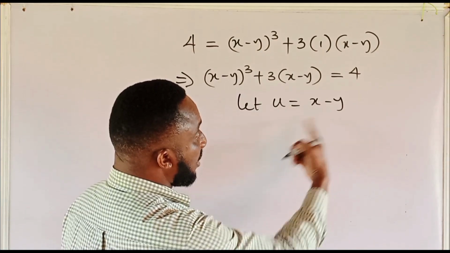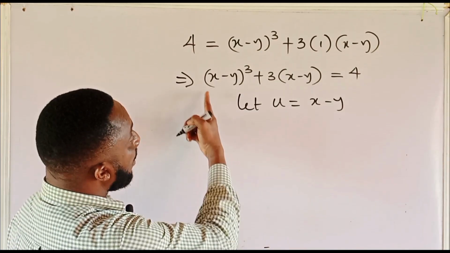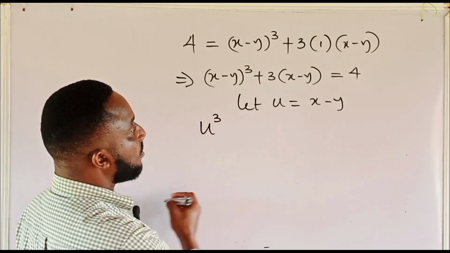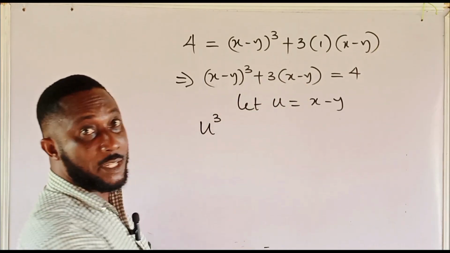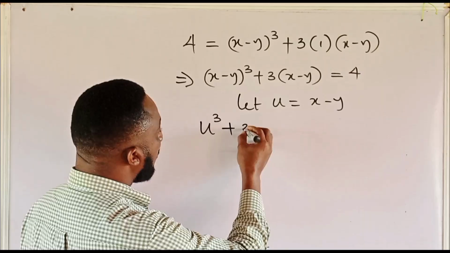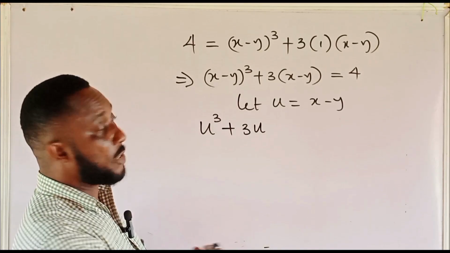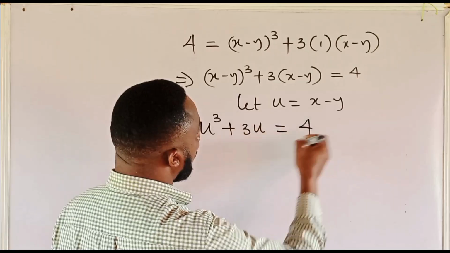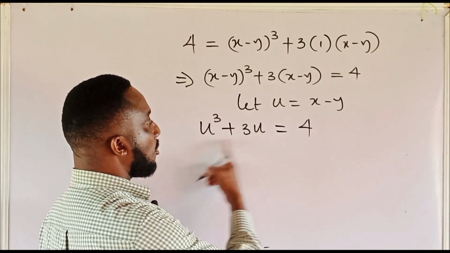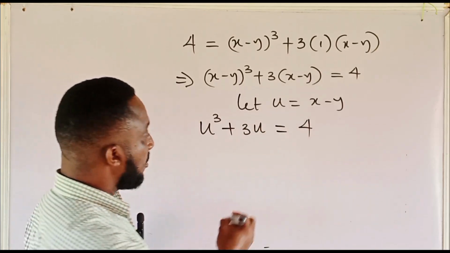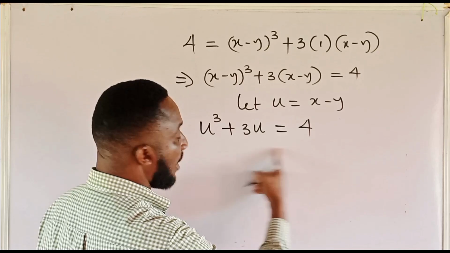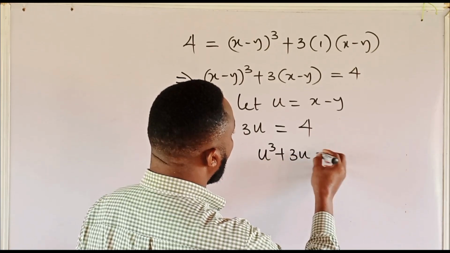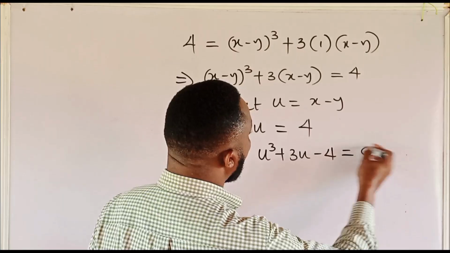So if we say u is equal to s minus y, cubed becomes u cubed. 3 multiply s minus y becomes 3u, because u is s minus y. So this is also going to be equal to 4. So this is a depressed cubic equation, like I said. If I rearrange this, we have u cubed plus 3u minus 4, everything equal to 0.